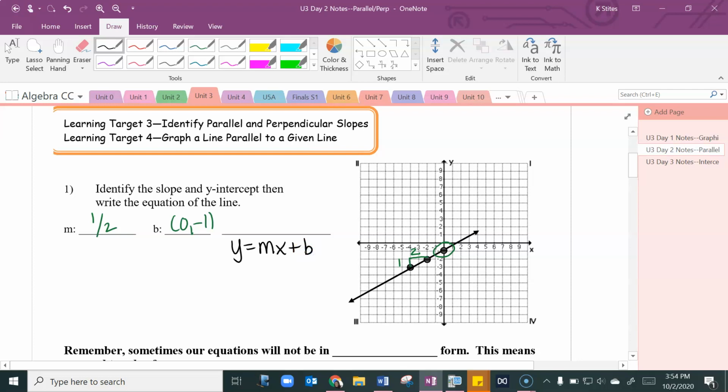So we'll just go ahead and plug these values in. 1/2 goes in for m. Make sure you still have your x. And then plus b, our b value is -1. So there you go. That's your equation.